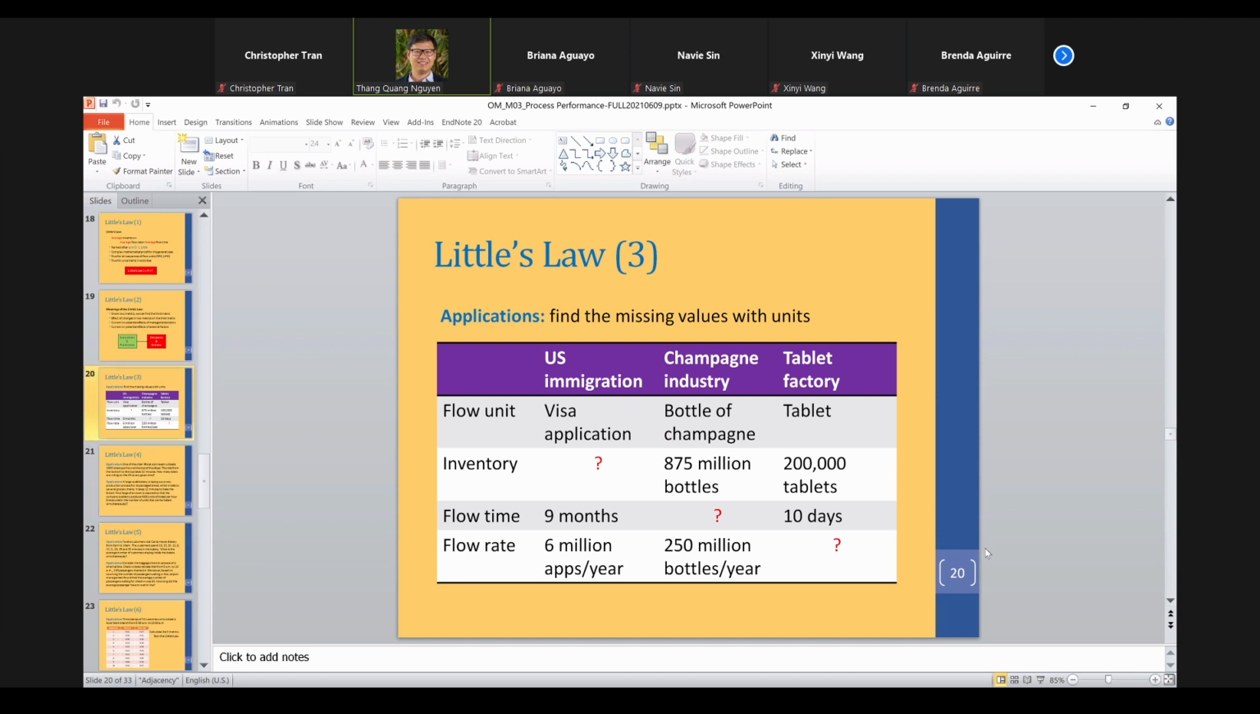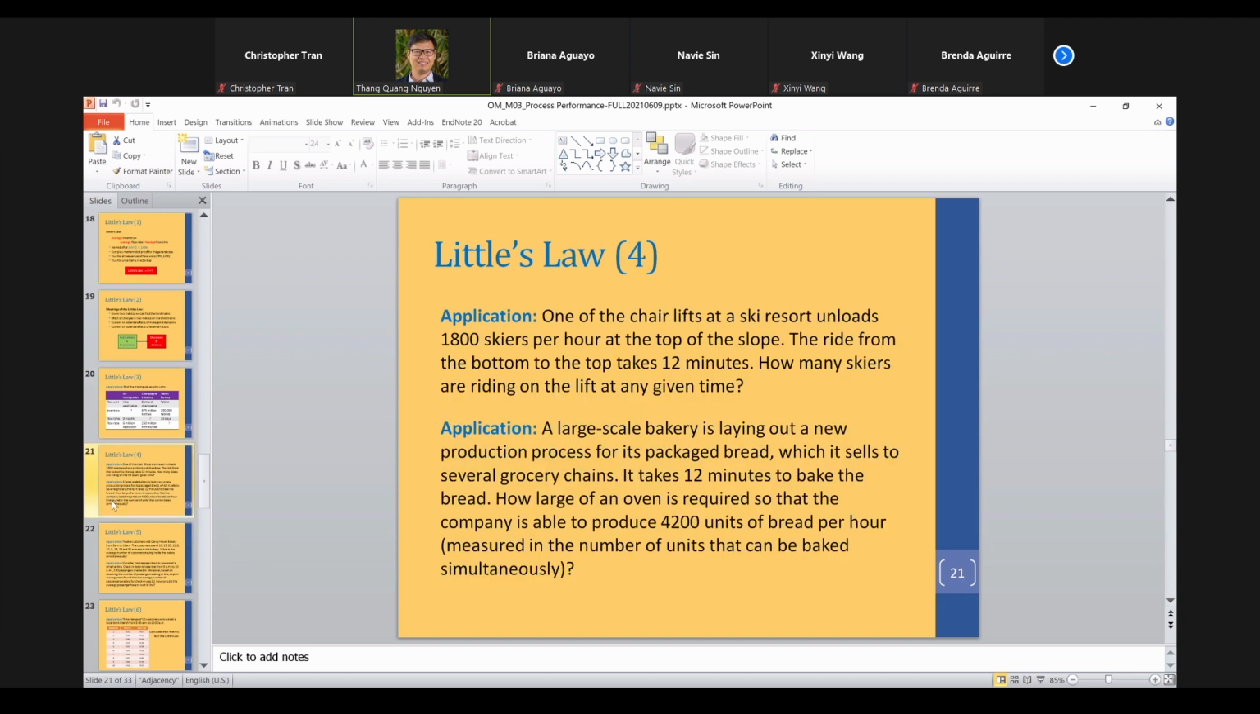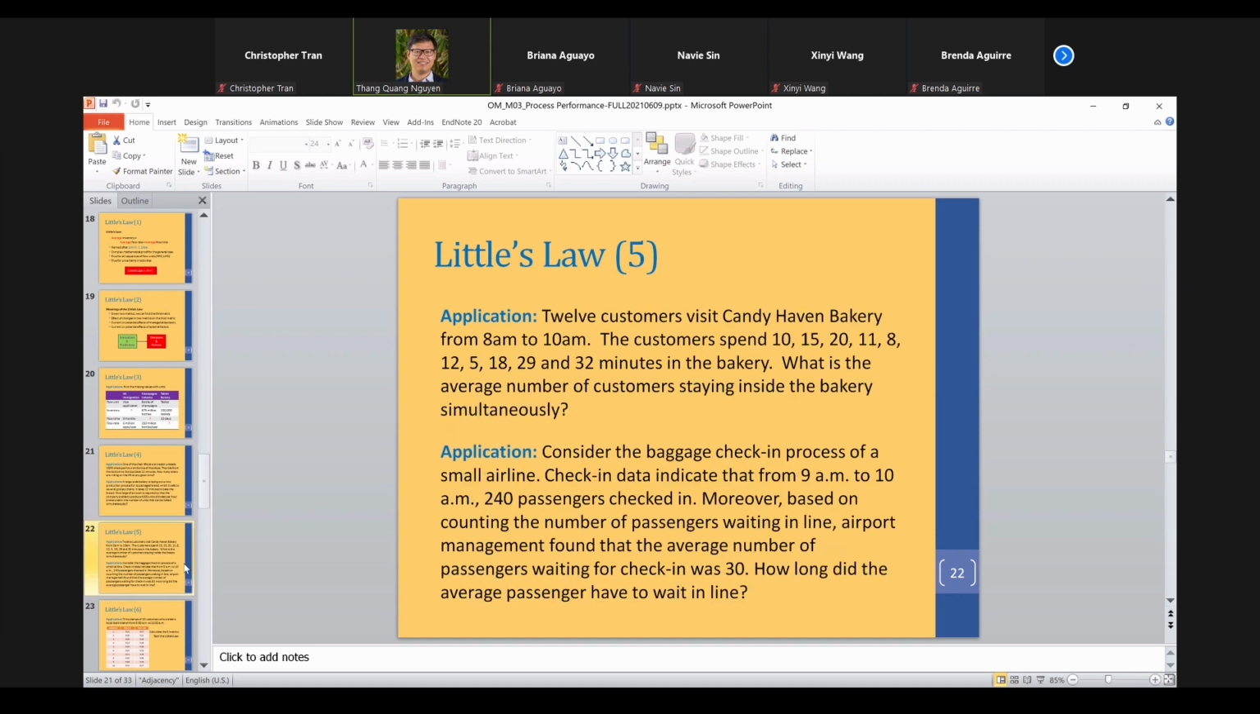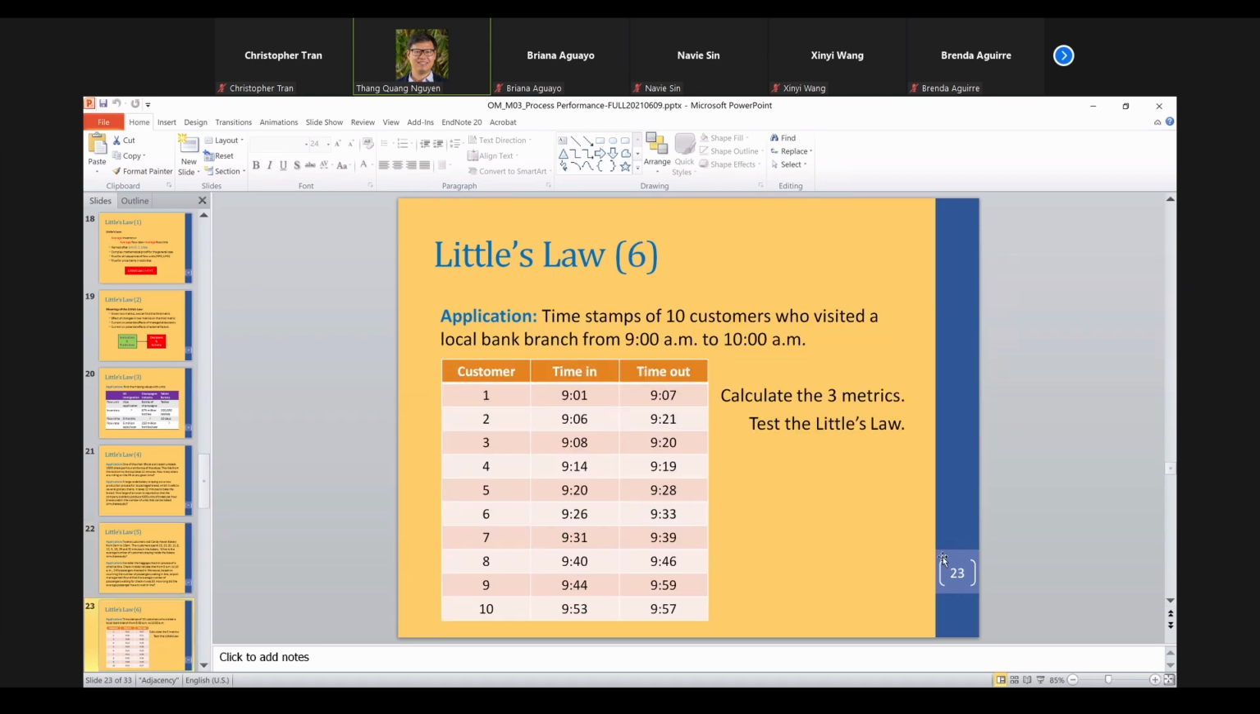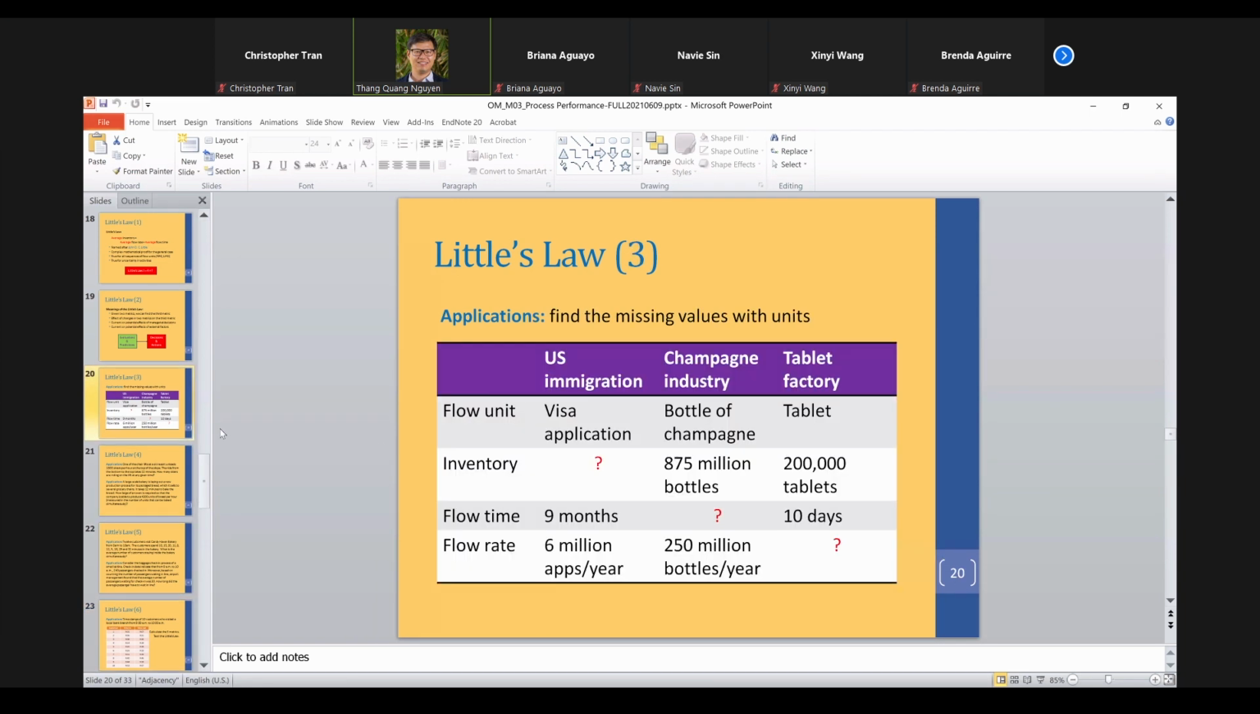Later on, we're going to go through these examples: one on slide 20, one on slide 21, another on slide 22, and at the end, I'm going to show you the ultimate example on slide 23 about Little's Law. So let's work on these three examples first. Let me give you the information here.